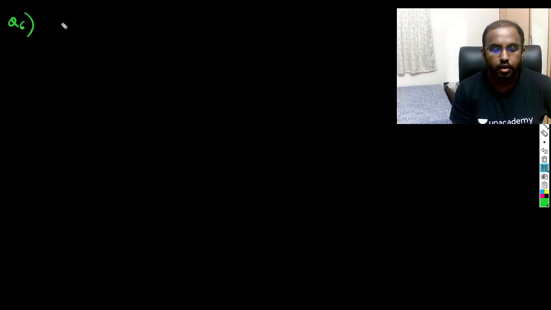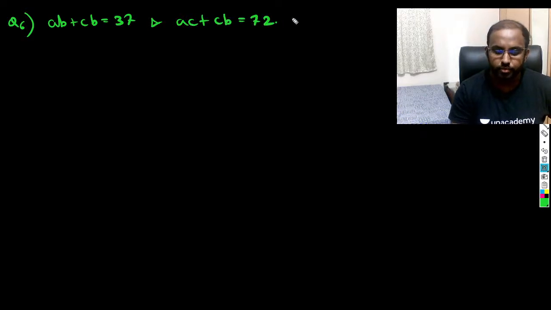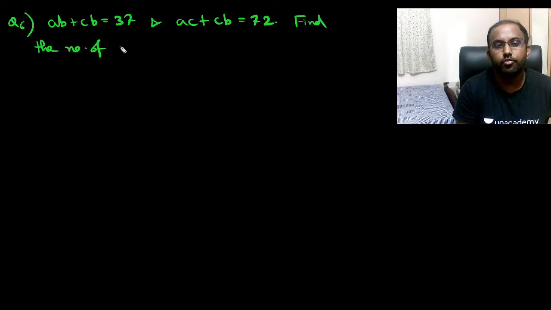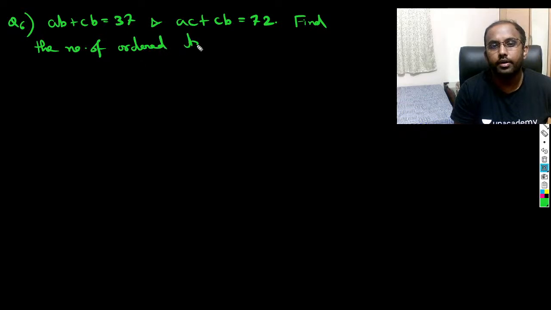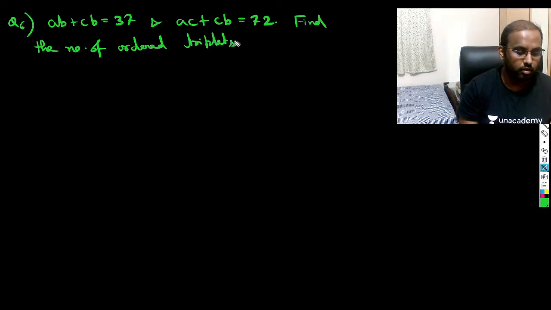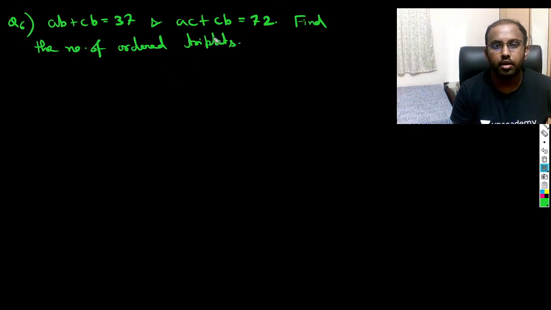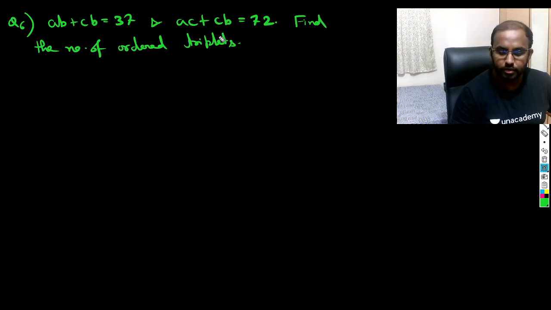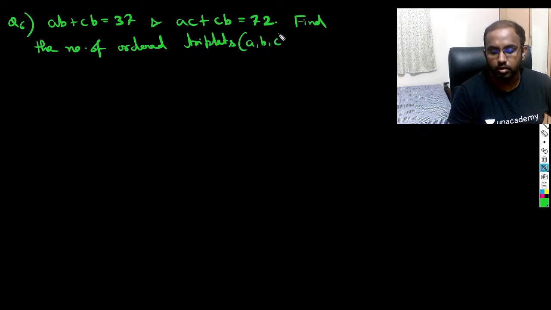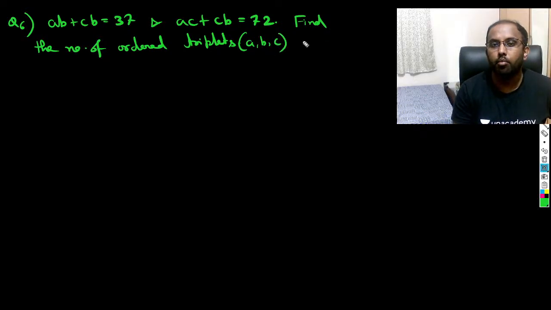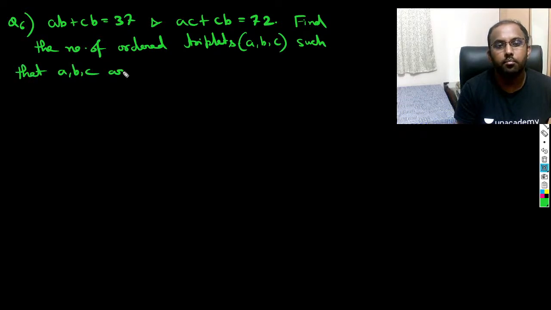Question 6. The question is: AB plus CB is equal to 37 and AC plus CB is 72. Find the number of ordered triplets ABC such that A, B, C are positive integers.